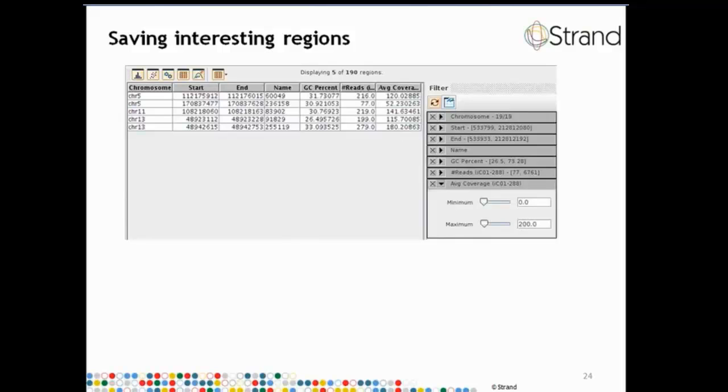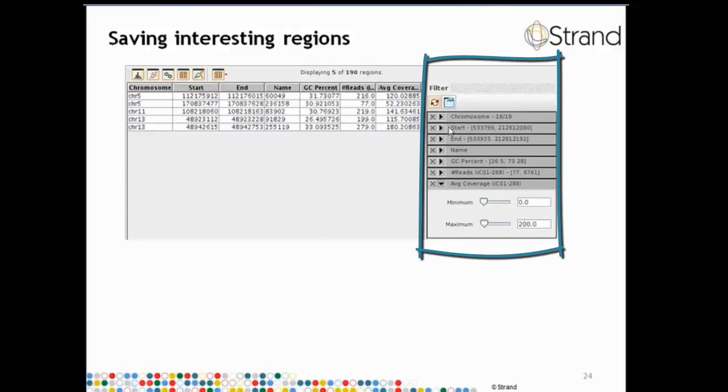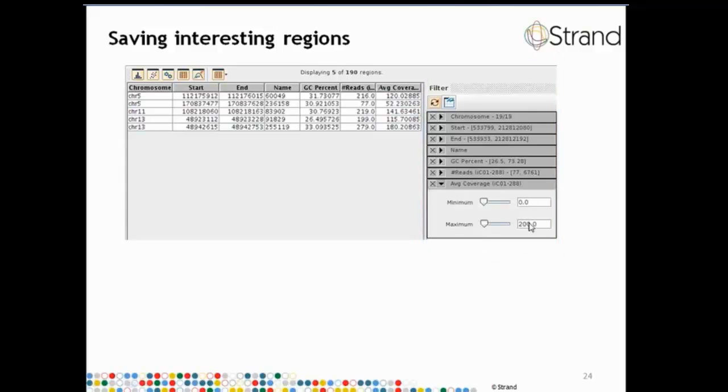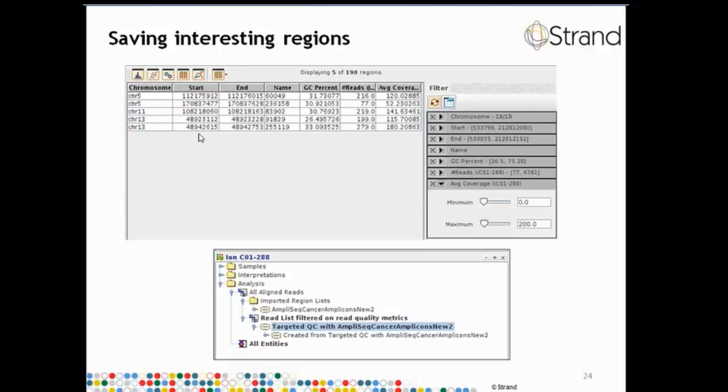If you want to create a list of all these regions which had less than 200 coverage, again the region list operations provides a very nice filtering mechanism on the right hand side. We just choose all the different filters that we wish to set. In this case, we want to find out only those amplicons which had coverage below 200. So we set the appropriate filters, and we can see that there are only 5 such amplicon regions. We could save these regions into the genome browser and explore them in the navigator and in the genome browser, like we did with the earlier region list.